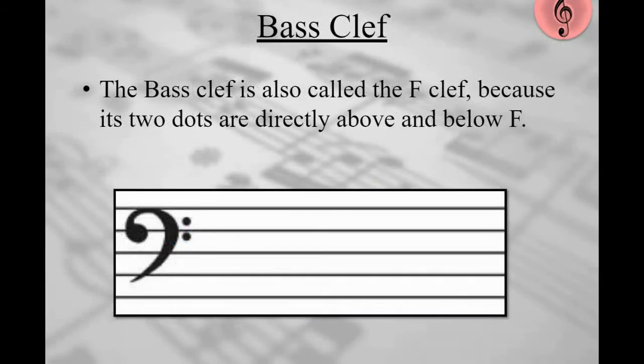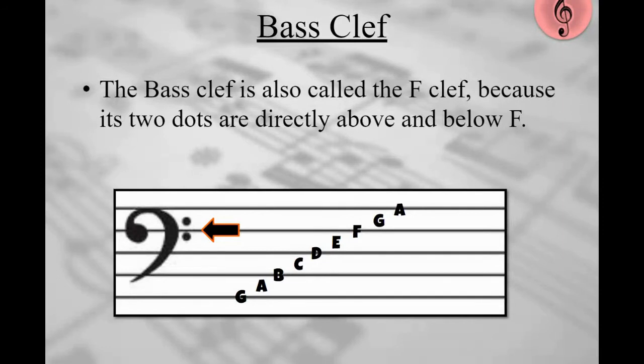The bass clef, which is also called the F clef, is called that because of those 2 dots that you see on either side of a line, right here. The line is F. All right, so as long as you can find that line right there, which is F, you can find all the other notes as well: G, A, B, C, D, E, F, G, A.